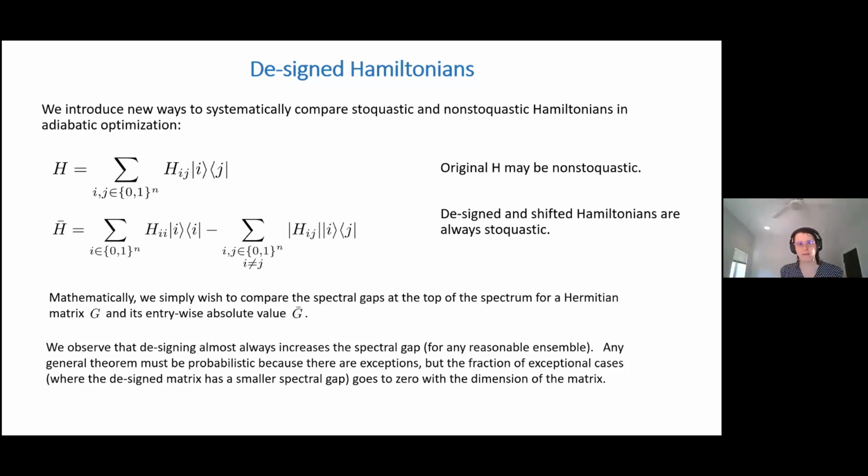Now, do you have a theorem that states that there is a sign problem if there exists no basis in which it is stochastic? Right. Is it at the level of theorem?